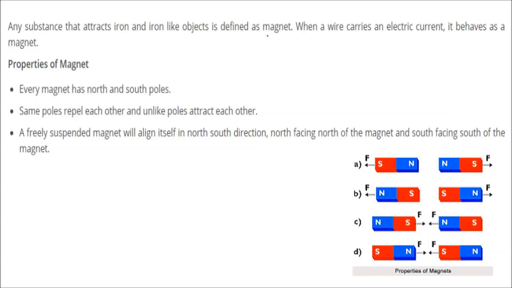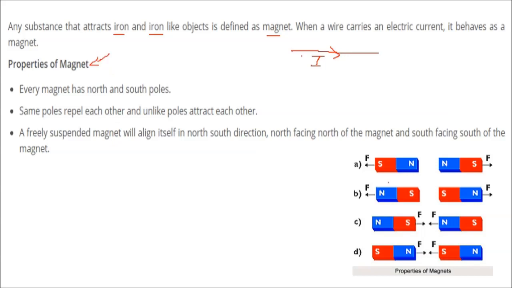Magnet, as we know, as a layman, if you try to understand magnet, anything that attracts iron and iron-like objects is termed as magnet. When there is a wire and there is electric current passing through it, it also behaves like a magnet. So what are the properties of magnet?